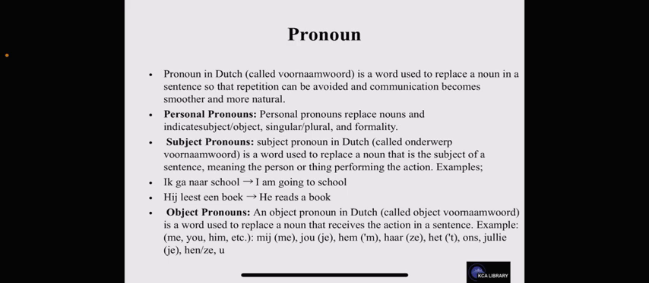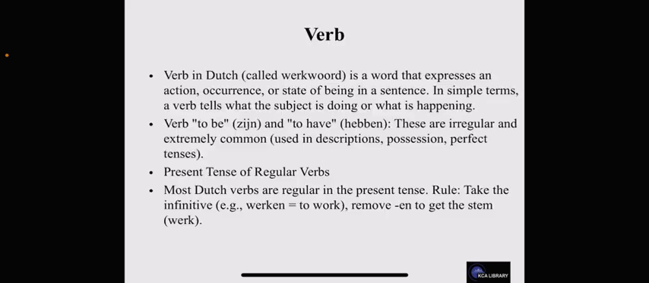Examples. Ik ga naar school, I am going to school. Hij leest een boek, he reads a book. Object pronouns. An object pronoun in Dutch, called lijdend voorwerp voornaamwoord, is a word used to replace a noun that receives the action in a sentence. Examples: me, you, him, etc. Mij, me; jou, you; hem, him; haar, her; het, it; ons, us; jullie, you; hen or hun, them; u, you.